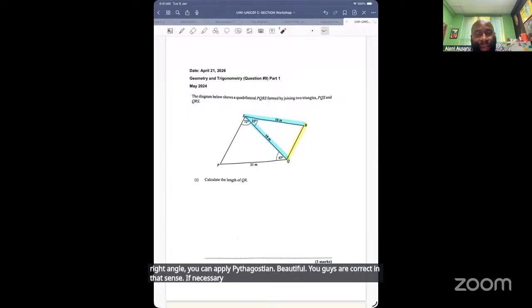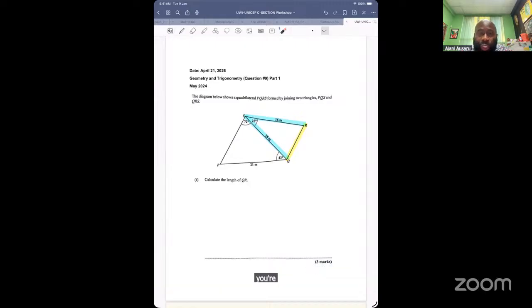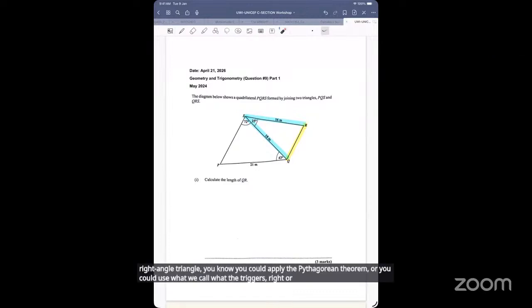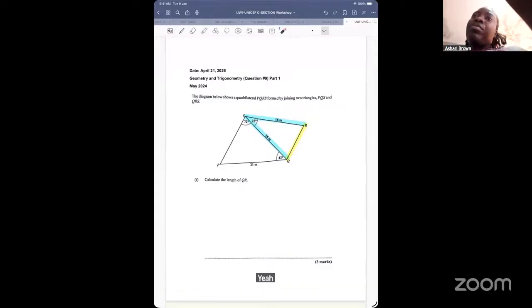So, but it's not right angled as far as you know. You're not sure. You don't know, so you cannot make that assumption. So you have to treat it like a what? A non-right angle triangle. But if it were a right angle triangle, you know you could apply the Pythagorean theorem, or you could use what we call what? The trig ratios, right or wrong? Right, sir.